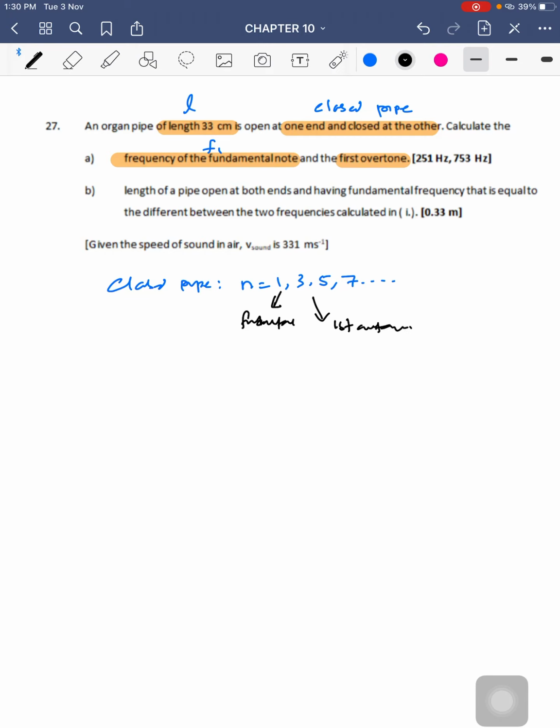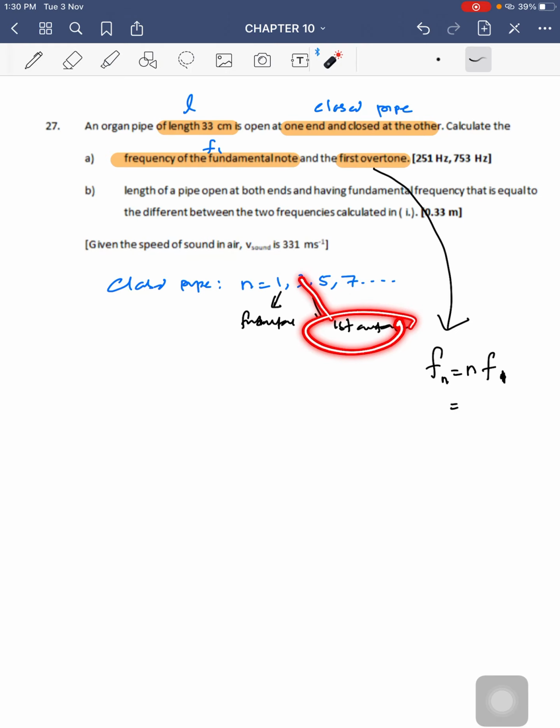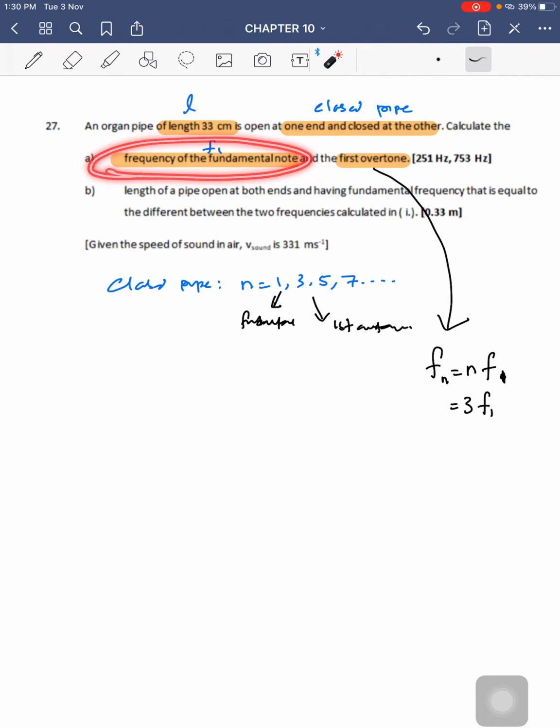So later on, bila you nak cari berapakah nilai first overtone, kita boleh guna equation Fn equals to N F1. So N kita, sebab first overtone untuk closed pipe adalah 3 harmonik, so kita akan gantikan 3 kat sini, 3 kali dengan first overtone punya nilai frekuensi. But first, di soalan ini suruh cari dulu frequency of the fundamental note, which is the first harmonic number.